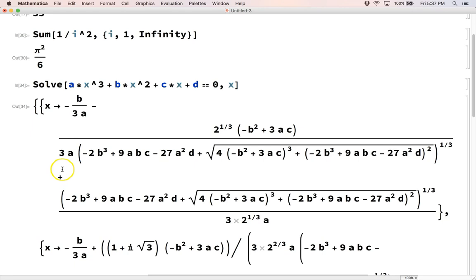And so what did I mean when I said that this is treating things symbolically? Well, I mean that it's finding an answer in terms of the symbols for the first coefficient, the second coefficient, and so on. So there's no decimal approximation or numerical approximation going on in this computation by Mathematica.